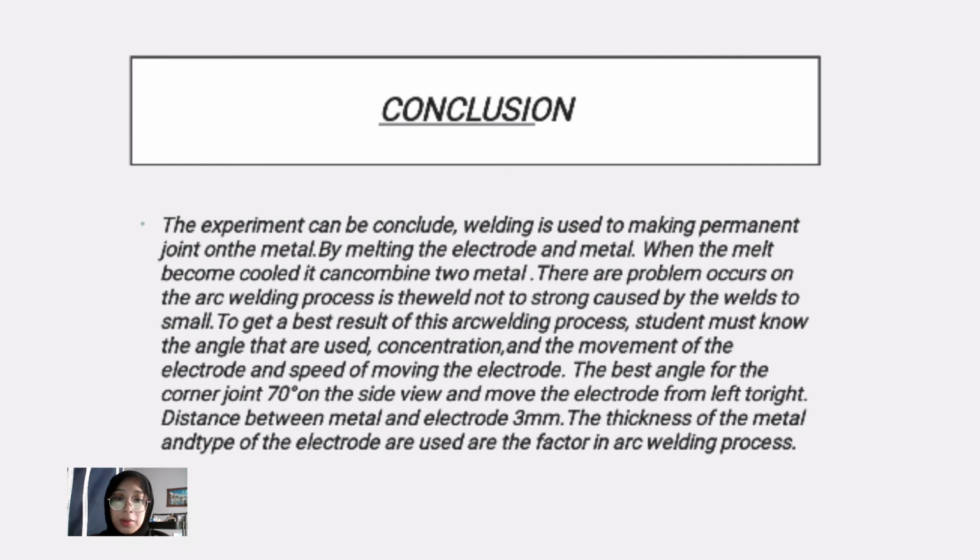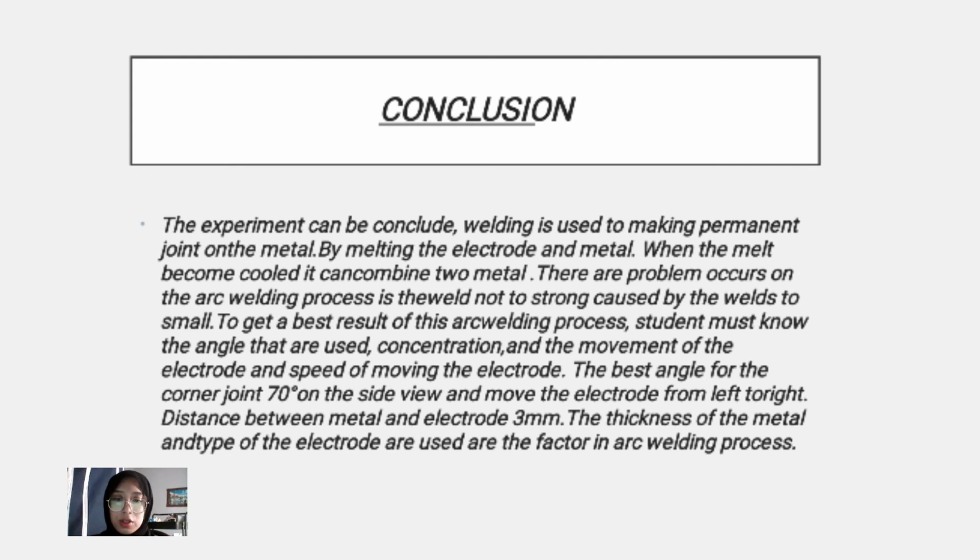Conclusion. The experiment can be concluded. Welding is used for making a permanent joint on the metal by melting the electrode and metal. When the melt becomes cold, it combines the two metals. The problem that occurs in the arc welding process is that the joint is not strong, caused by the weld being too small.